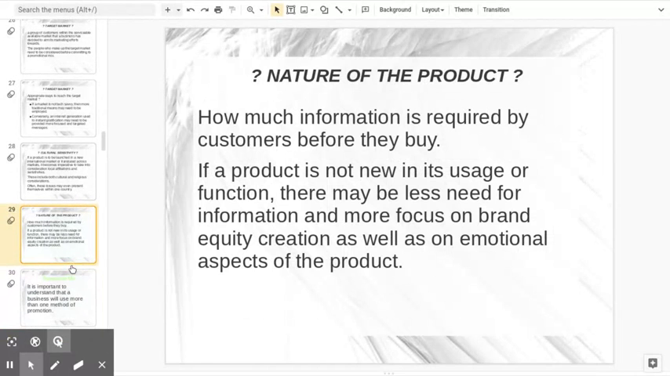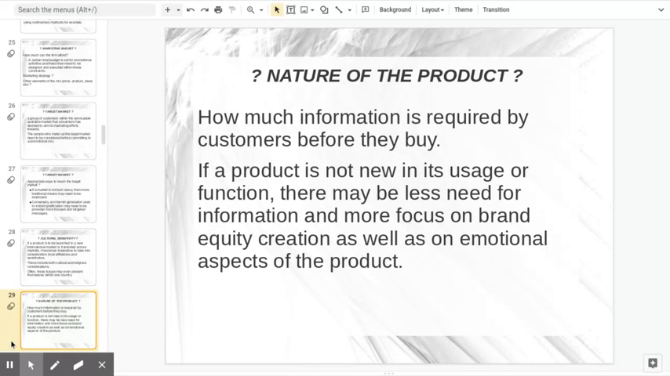And I believe, yeah, this is the last one for today. So we talk about the nature of the product. How much information is required by customers before they buy? What do they need to know about it? If a product is not new in its usage or function, there may be less need for information and more focus on brand equity creation as well as on emotional aspects of the product.